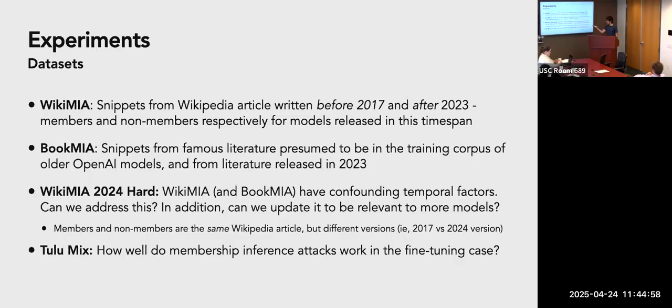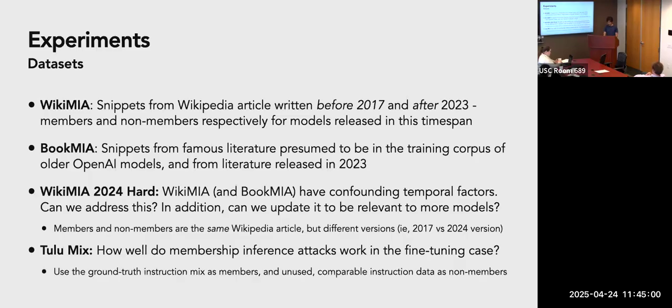And then finally, like I mentioned, we also have this Tulu mix. Tulu is an instruction tuning dataset itself. So the ground truth instruction data is the member. And then the Tulu paper also trains on other instruction tuning data sets, but doesn't actually use them for the final training. So those can be the non-members. And we do a lot of post-processing to make sure that they're as closely distributed as they can be, at least based on the lengths.